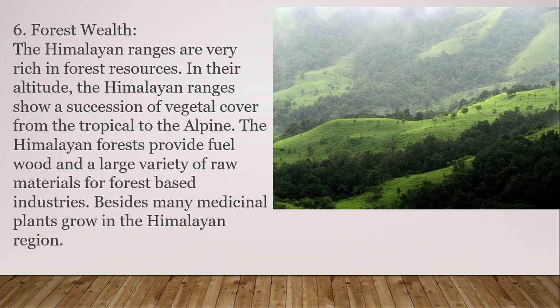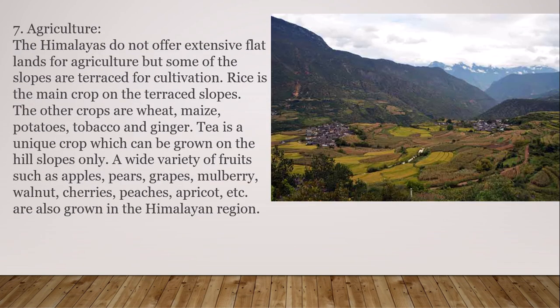So the next importance of Himalayas is agriculture. The Himalayas do not offer extensive flat lands for agriculture, but some of the slopes are terraced for cultivation. Rice is the main crop on the terraced slopes. The other crops are wheat, maize, potatoes, tobacco and ginger. Tea is a unique crop which can be grown on the hill slopes only. A wide variety of fruits such as apples, pears, grapes, mulberry, walnut, cherries, peaches, apricot are grown in the Himalayan ranges.